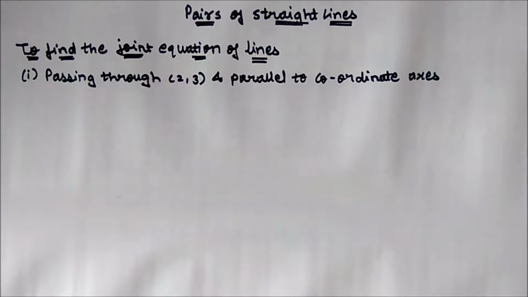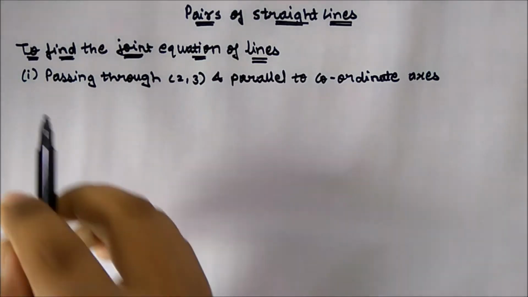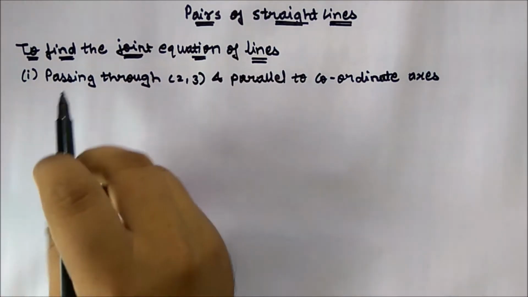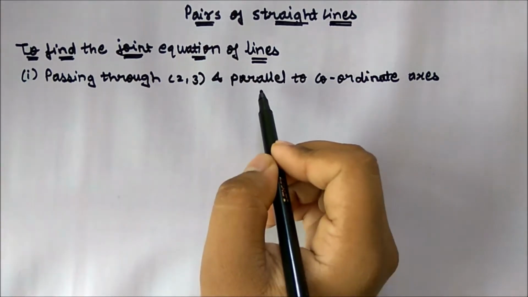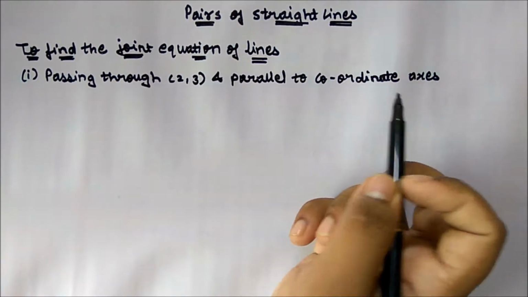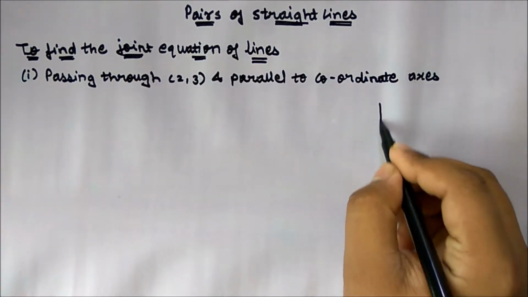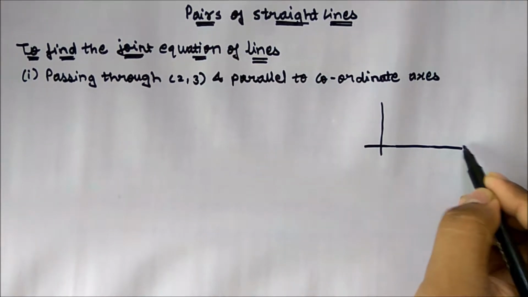Hello friends, before proceeding to the second case, that is pairs of lines not passing through origin, let's solve some examples related to the concepts we have studied till now. To find the joint equation of lines, we have lines passing through this point and parallel to the coordinate axes. So let's draw it on the Cartesian system.